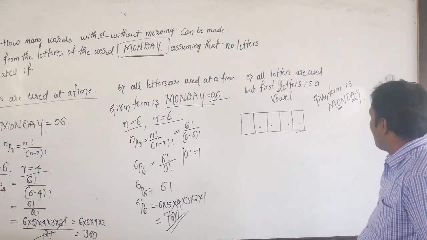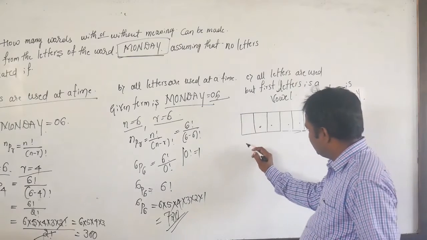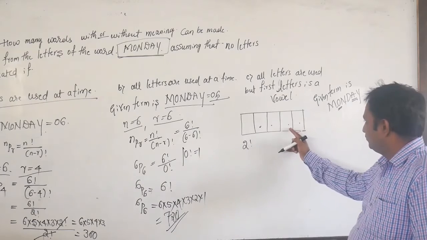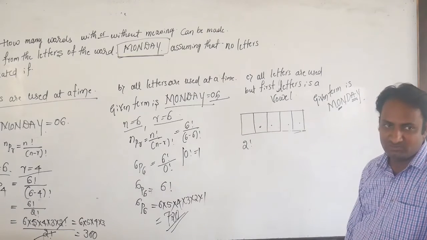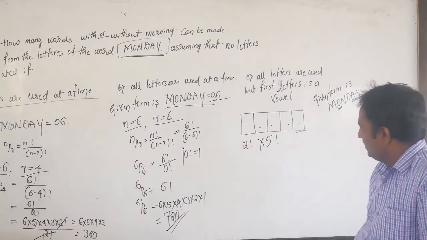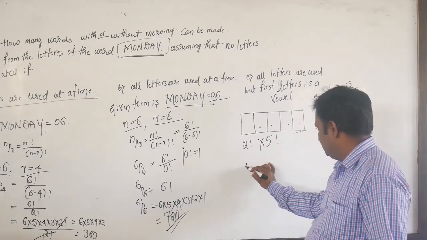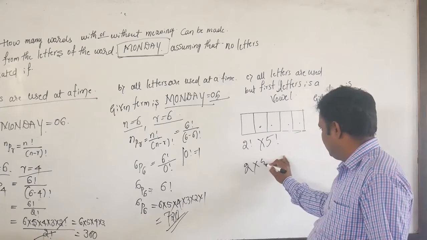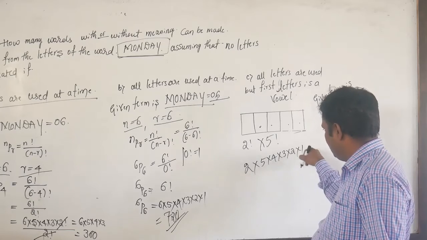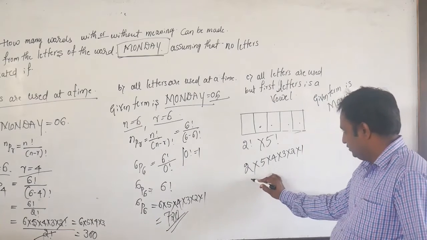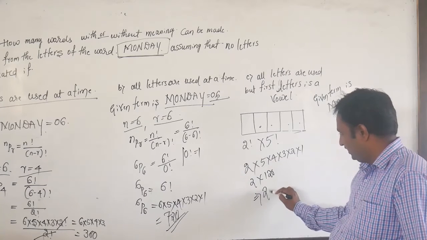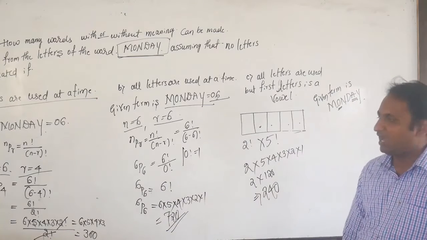The first letter is a vowel, so there are 2 possibilities. Here, this is the 2 factorial value. The remaining letters, 1, 2, 3, 4 and 5, can be arranged in 5 factorial ways. So 5 factorial is our value. Here, 2 into 5 into 4 into 3 into 2 into 1, which is 2 into 120. Here, 240 is our required answer.